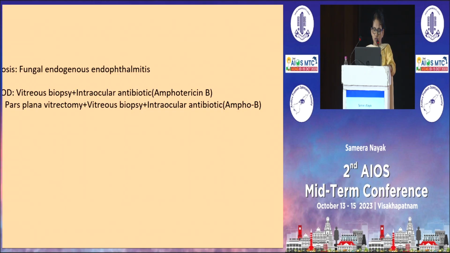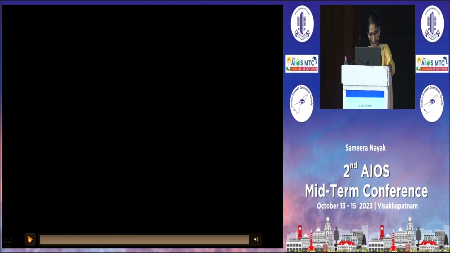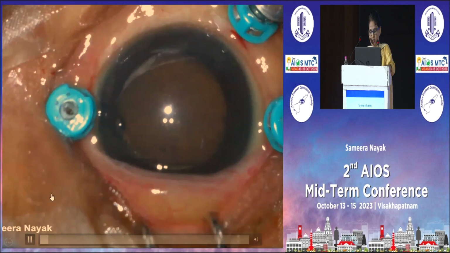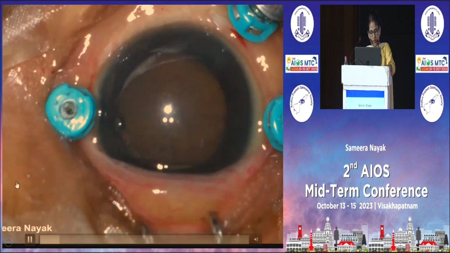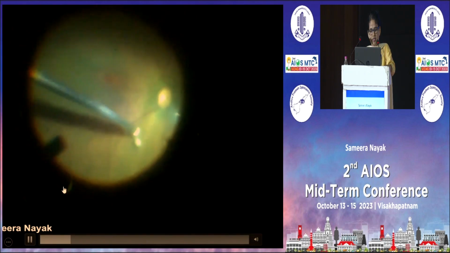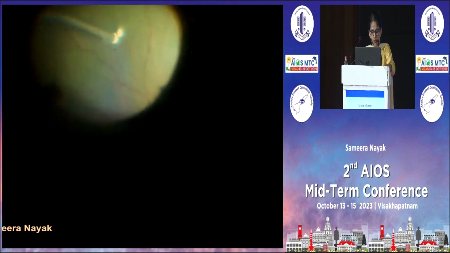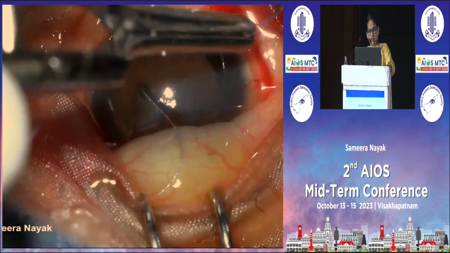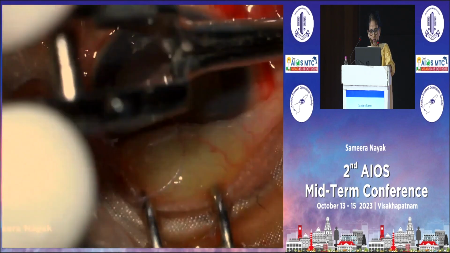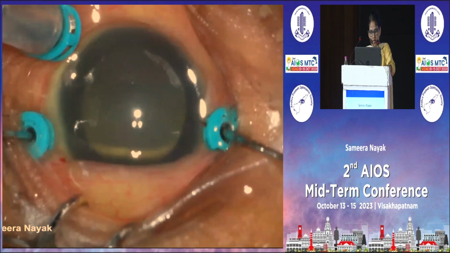We diagnosed fungal endogenous endophthalmitis in both eyes, and we planned vitreous biopsy and intraocular antibiotic in the right eye. And for the left eye, we planned pars plana vitrectomy, vitreous biopsy, intraocular antibiotic. So this was a 25-gauge trocar cannula system, and the right eye was operated first. It was not a pars plana vitrectomy, it was a vitreous biopsy because the affection was very localized and minimal.